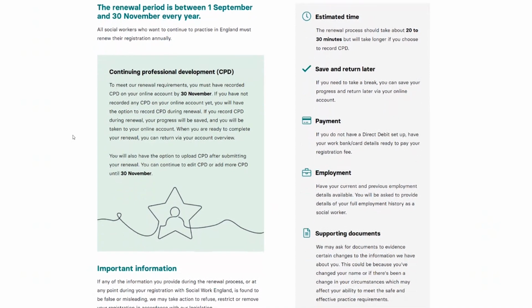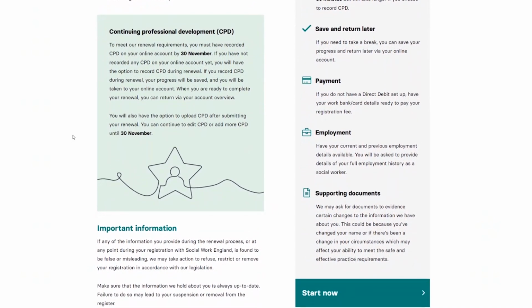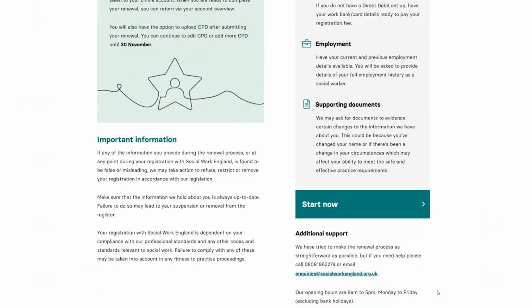Read the information before you start the renewal application. To meet our renewal requirements, you must have recorded CPD on your online account by the 30th of November. If you have not recorded any CPD on your account, you can do this during renewal or after submitting. Here are some other points to consider before you start.